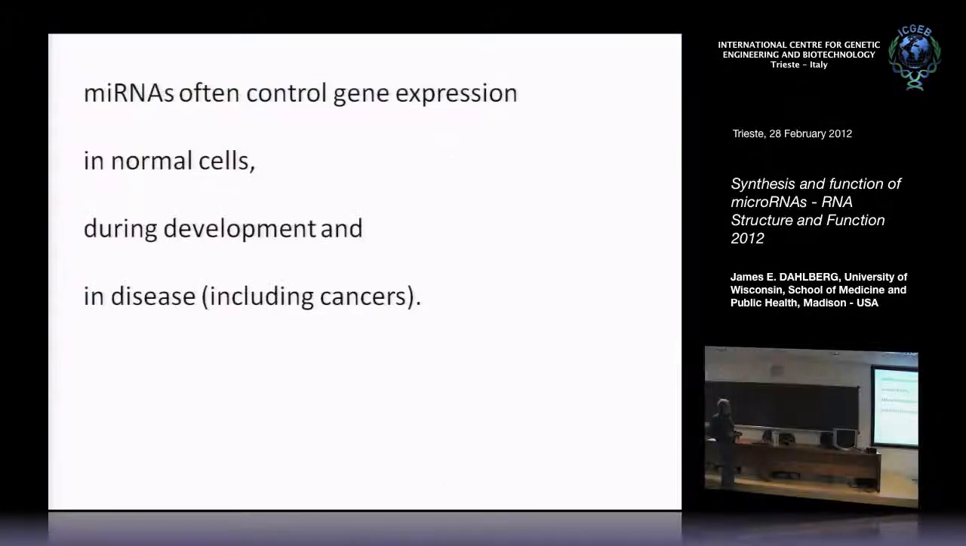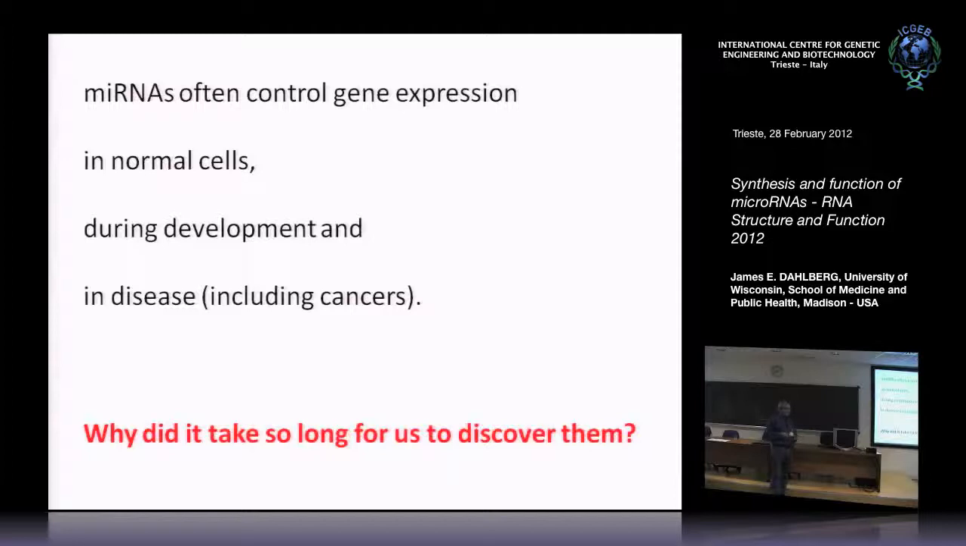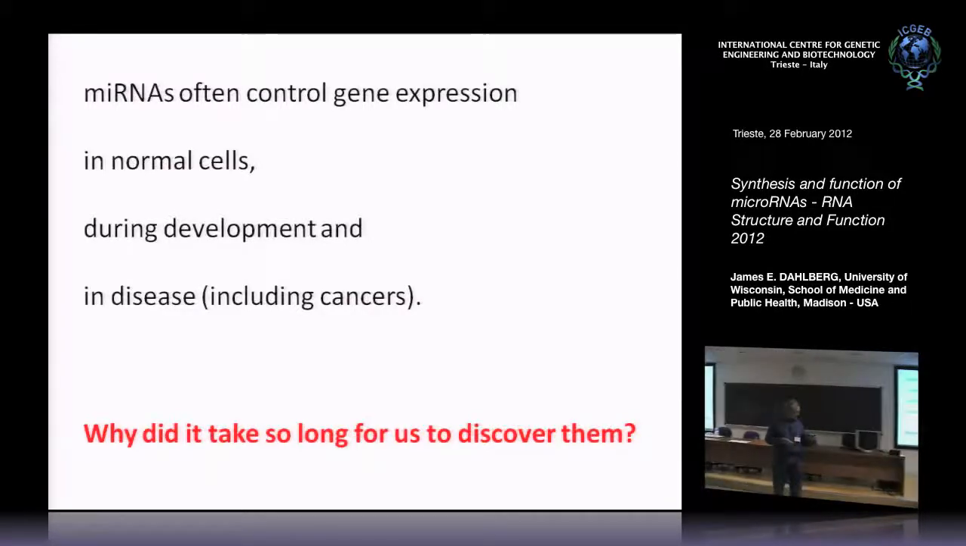So just to summarize, microRNAs often control gene expression in normal cells during development and disease. And the one remaining question that I have is why did it take so long to find this out? Because they're so central to our understanding.